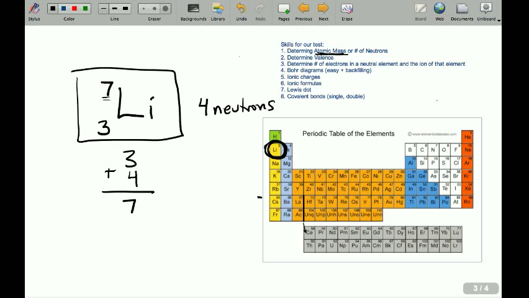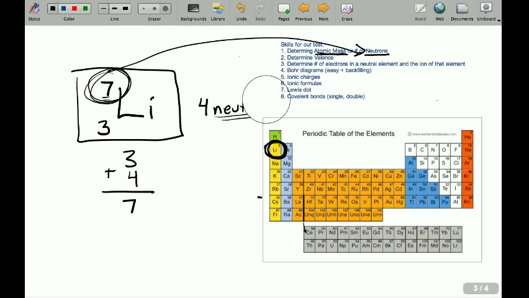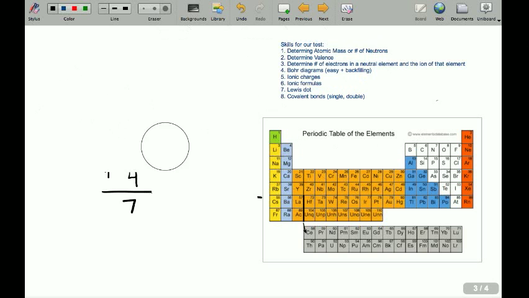You can determine atomic mass or number of neutrons just from one number. Now I have to give you either neutrons for you to figure out the mass, or I have to give you the total mass for you to figure out neutrons. Groovy? Alright, so that's number 1.